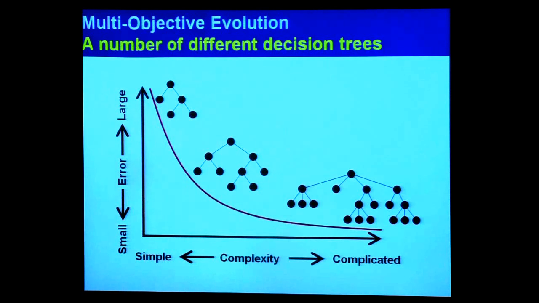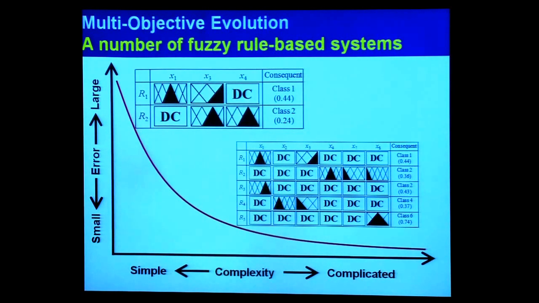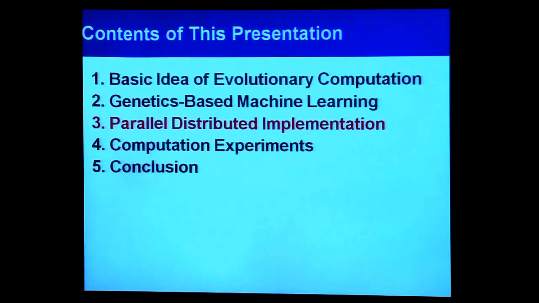The same idea can be used for the design of decision trees and also rule-based systems. This is a fuzzy rule-based system. We have a lot of fuzzy rule systems. Some are very simple, easy to understand, and some are very complicated, but high accuracy. And now I'd like to move to the parallel distributed implementation.